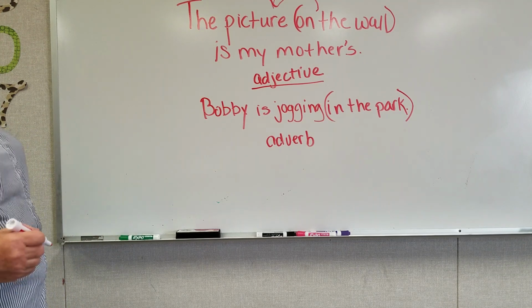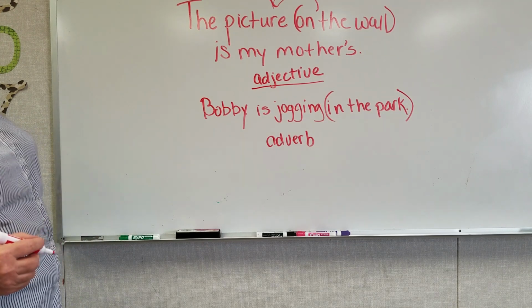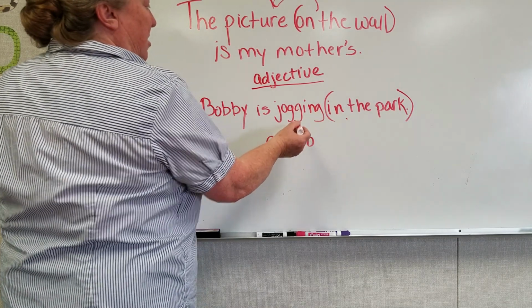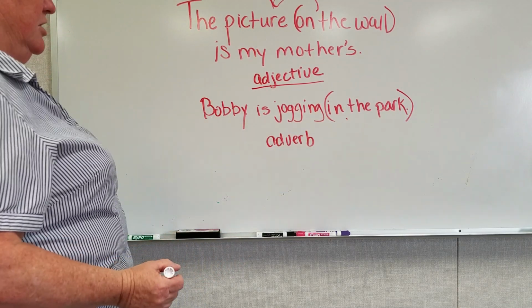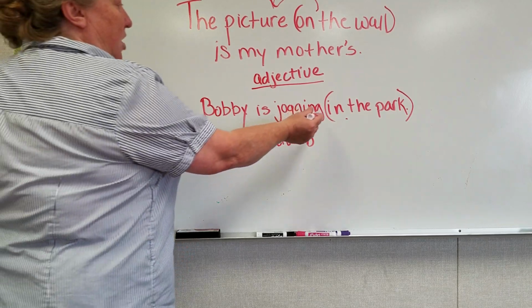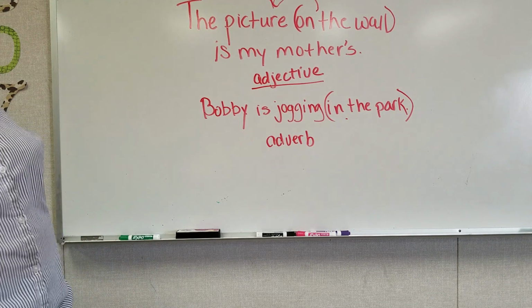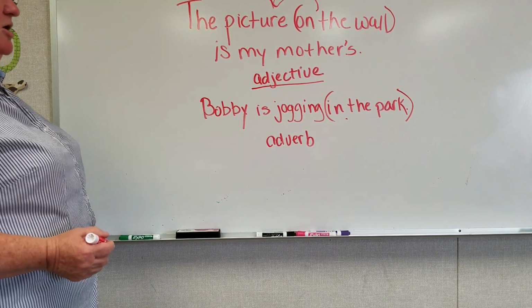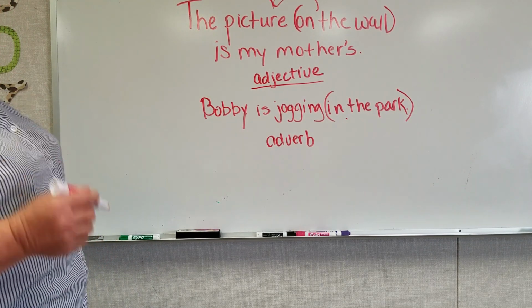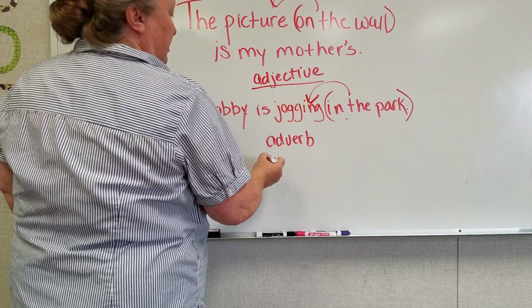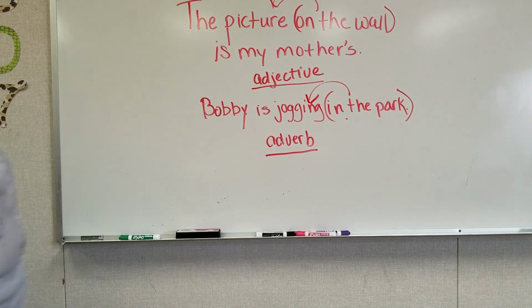The next sentence: Bobby is jogging in the park. The prepositional phrase is talking about where Bobby is jogging. We know it's not modifying Bobby because we couldn't say Bobby in the park is jogging. I mean, you can't say that, but somebody might think you were not very smart. So in the park tells where he is jogging. This prepositional phrase is acting as an adverb.